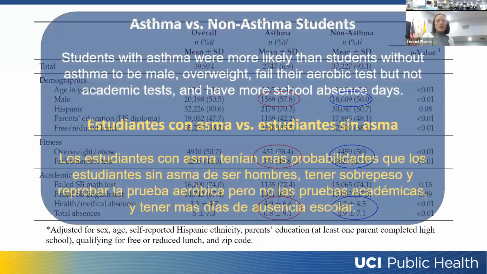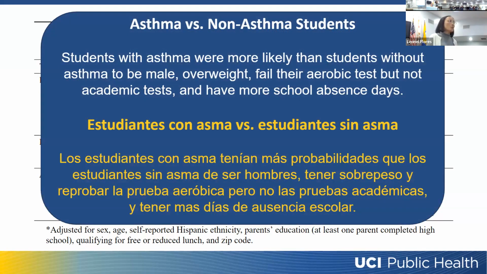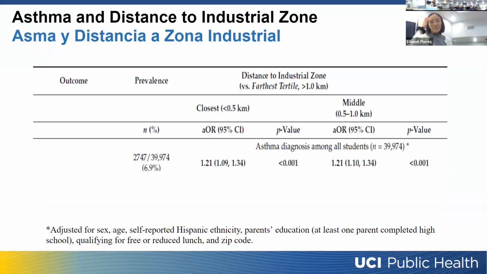Next. Okay, so this is just a summary: children with asthma were more likely than children without asthma to be male, overweight, and fail the aerobic test, but not the academic test. So we did not find an impact of proximity to the industrial zone on the academic test, which is good. And then also children with asthma have more school absences. Okay, next. So those are the results from our statistical analysis after controlling for potential confounding factors.